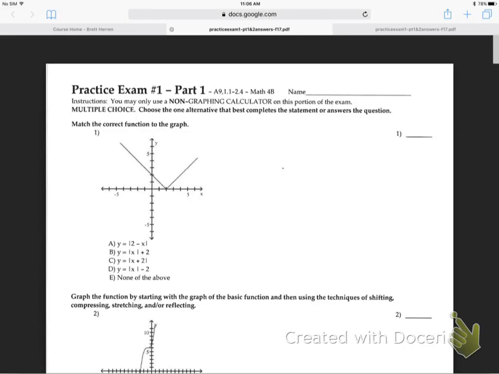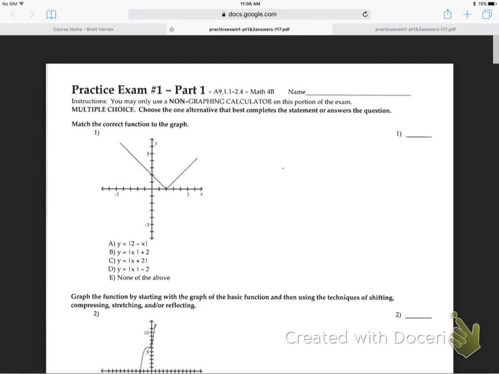All right, so here we go. All right, so that's an absolute value graph, but which one of those is it? It's a tricky question. Process of elimination is a good idea on multiple choice. Let's do some of that.